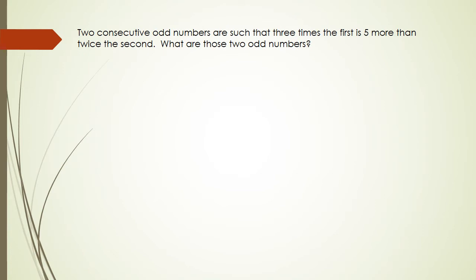Alright, so I'm assuming you had a go at this question. Basically, this question says two consecutive odd numbers are such that 3 times the first is 5 more than twice the second. So the first thing you kind of need to understand is that with an odd number, we say let the first odd number equal 2n plus 1.